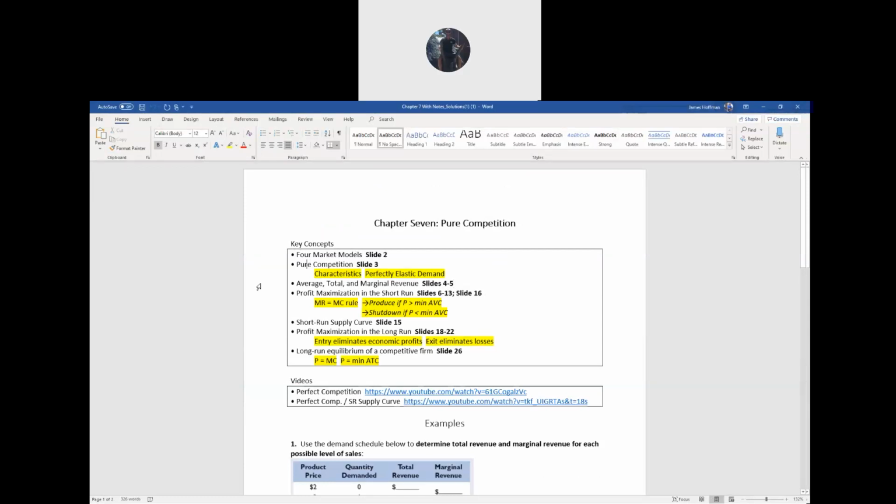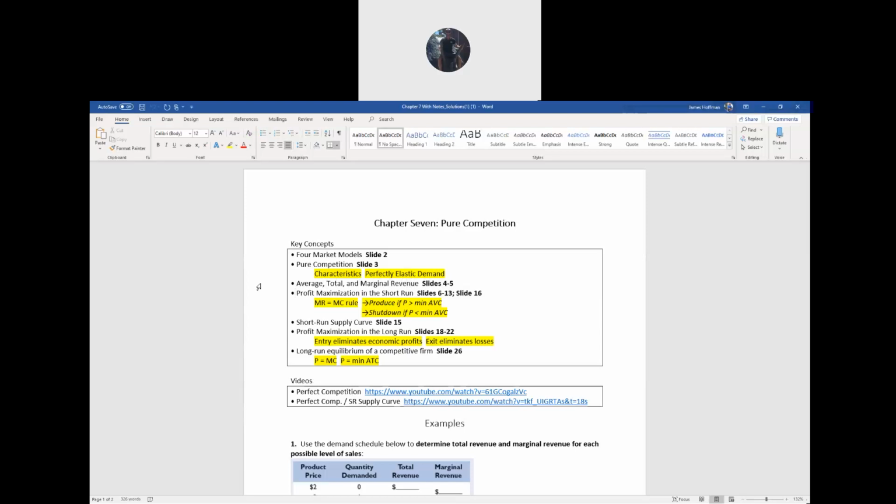so we define pure competition. Some of the characteristics, most importantly, the perfectly elastic demand curve. We defined average revenue as the revenue at the specific quantity. Total revenue is just price times quantity. And marginal revenue is the change in revenue when you change output by one additional unit.